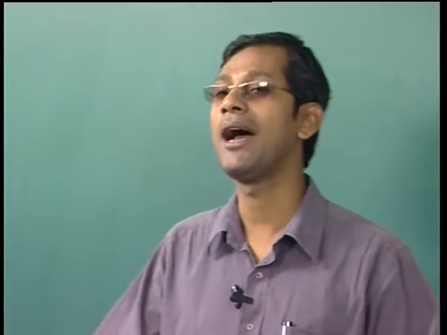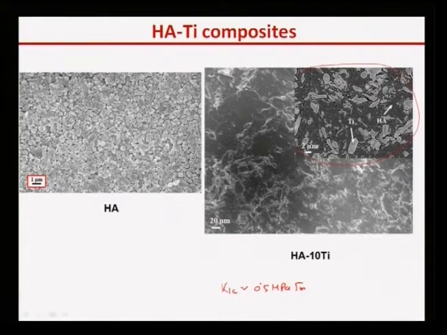So what to do? You add a metal, and you cannot add all metals, so people add titanium. Titanium is biocompatible but bio-inert, and it has high corrosion resistance, as you know. So if you add titanium, titanium gets distributed like this, as shown here. These are the titanium and hydroxyapatite grains.